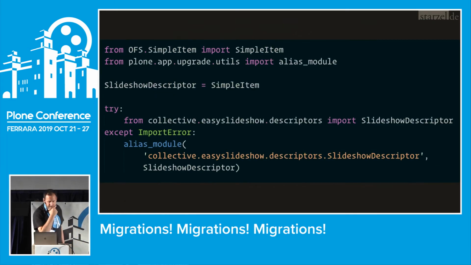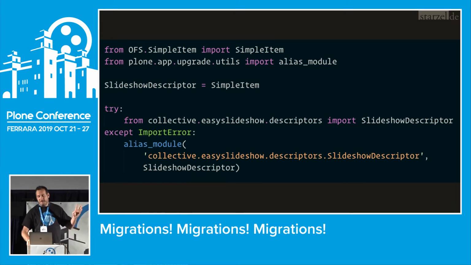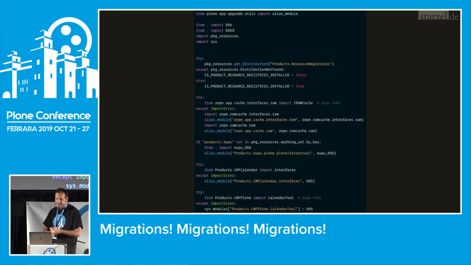Here's another example from Collective Easy Slideshow. This is not a core thing, but this is an add-on that had a really hard time dying, and this was a very easy way to get rid of it. If you feel dirty now looking at this code, you shouldn't, because this is how Plone Upgrade actually looks. These are only the first 30 lines from it. The file is much, much longer, and it runs every single time you start up Plone, and it patches away a lot of things that Plone and we got rid of over the years.